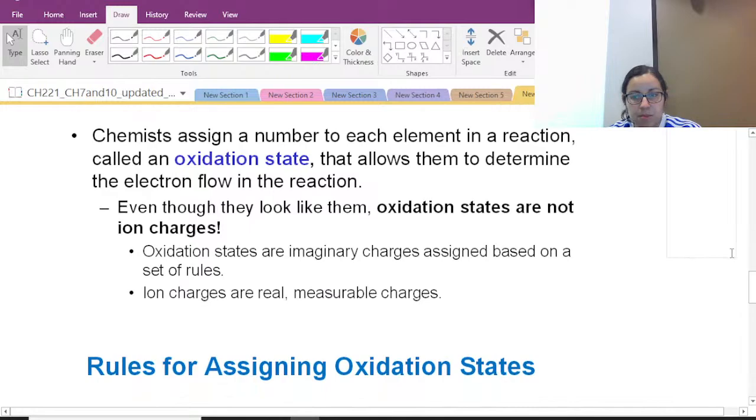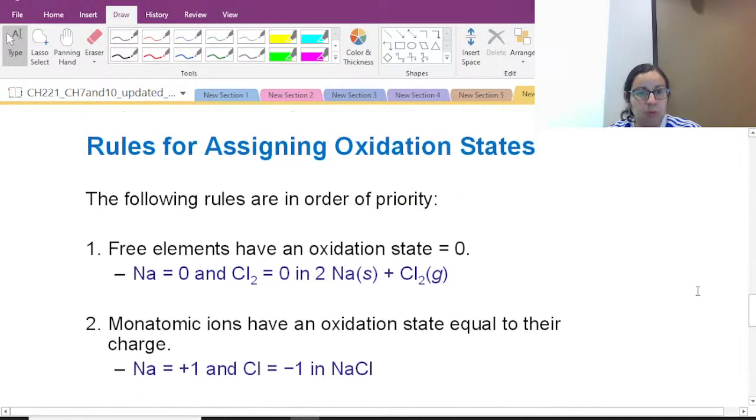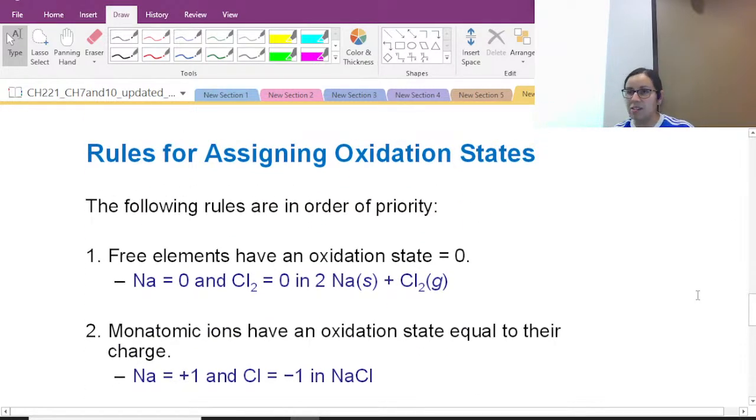Let's actually skip down. I think it's better to look at how we determine oxidation states, before we try to figure out who's gaining and who's losing. How do we know where we're starting? These rules are pretty nice, they help us. This is the most important one: free elements have an oxidation state of 0. This is usually a big hint to me. If I see a free element, maybe there's going to be an oxidation reduction reaction.